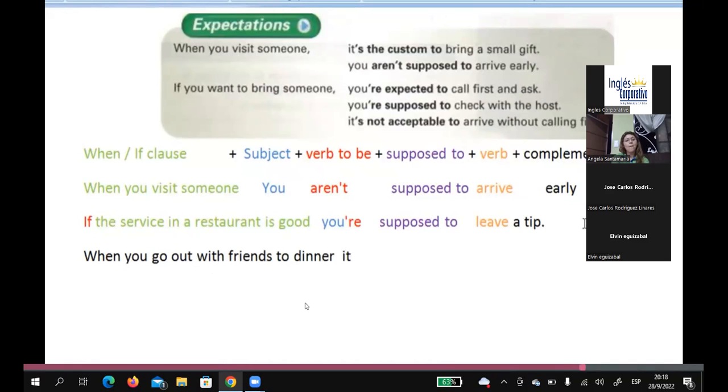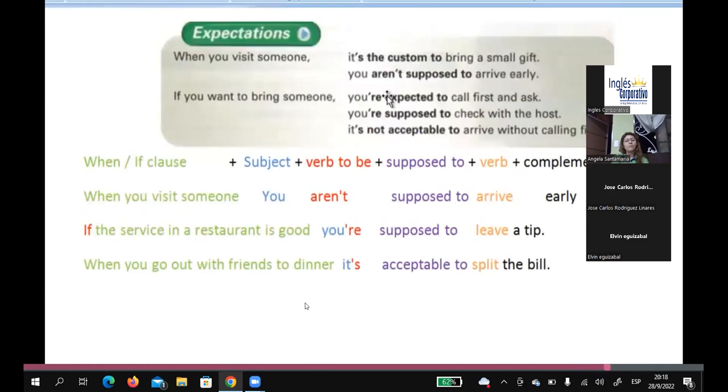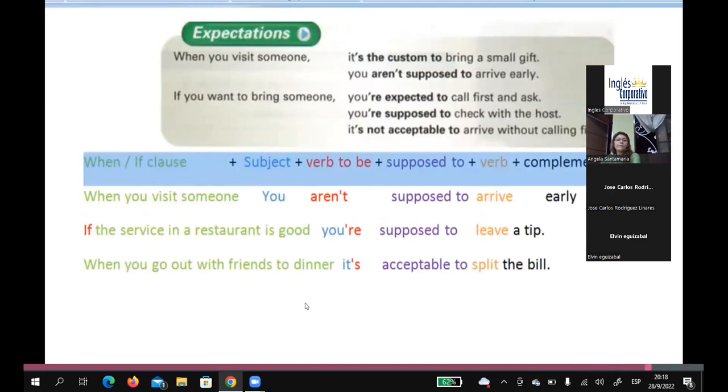What I'm going to do is change the subject a little bit. I'm going to say it's, and instead of supposed to, I will say it's acceptable to split the bill. So there are other examples that you can see here. We can use it's the custom, right? You can use it's acceptable or it's not acceptable. I mentioned that this can be positive or negative. You're expected to, which is an example that I did not give, but it would follow that expression and then it follows the verb. But all of them, you should be able to form simply by following this structure that I put here.